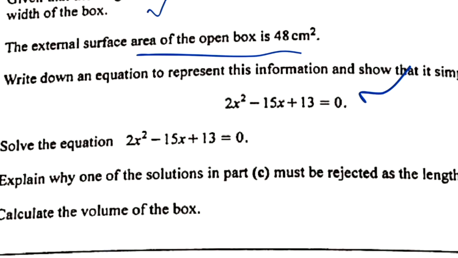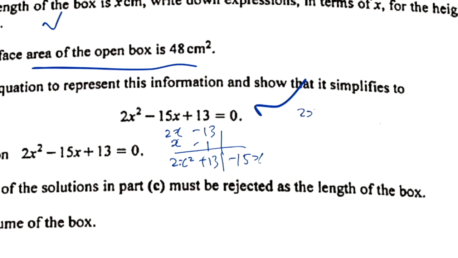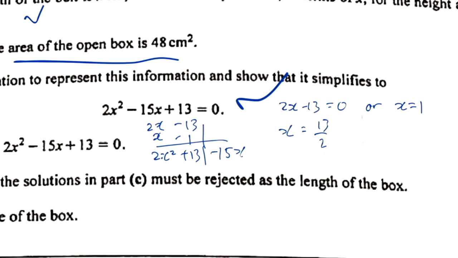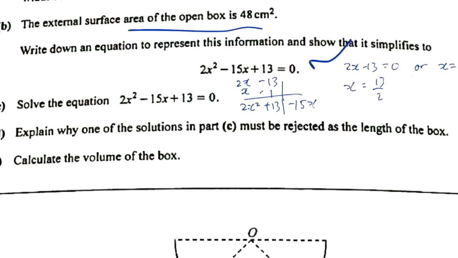To solve this equation, you can use factorization. 2x squared minus 15x plus 13. 2x times x here, and 13 times 1, with minus minus. So we solve it: 2x minus 13 equals 0, x equals 13 over 2, or x equals 1. So there are two possibilities.